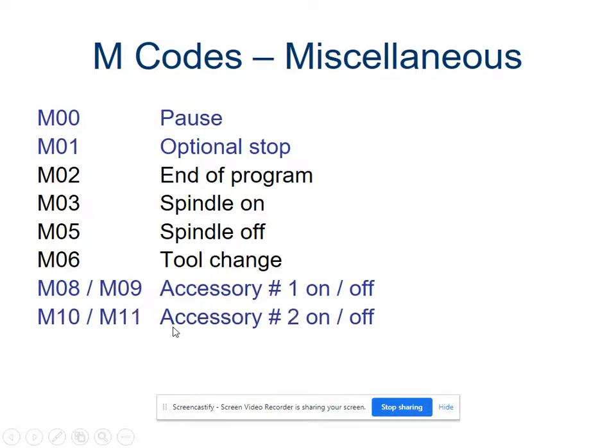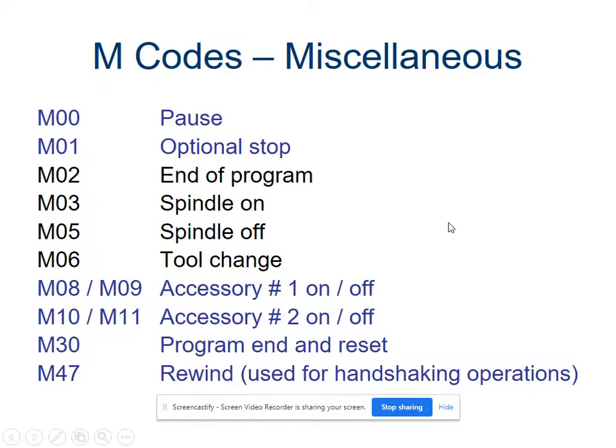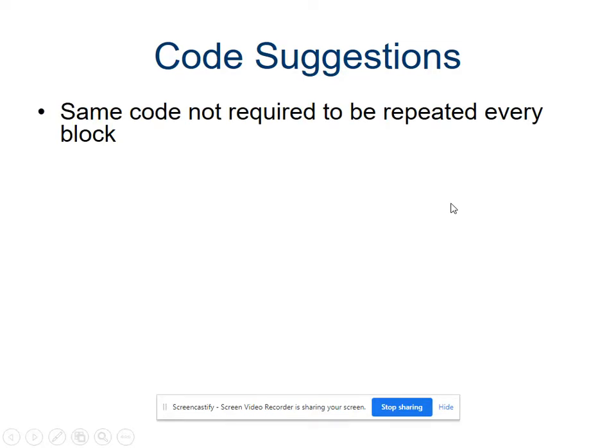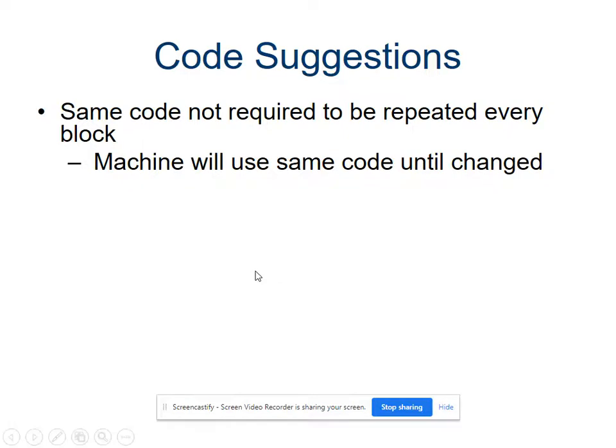M08 and M09, we don't use because we don't have any accessories. M10 and M11 also. M30 we don't use because it basically does that all on its own anyways. M47 is rewind. We're not doing a rewind of any kind. Some code, as I was just mentioning a few minutes ago, is not required to be repeated every block, because the machine will use that code until you change it with another command. That's the word I was looking for: modal. They call that being modal.